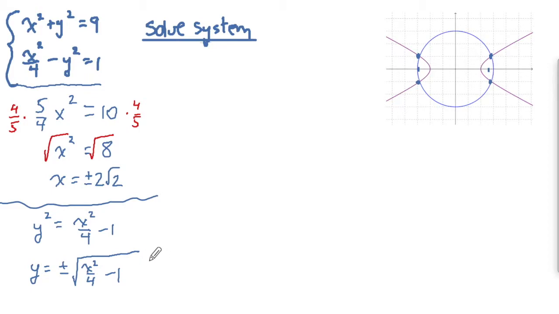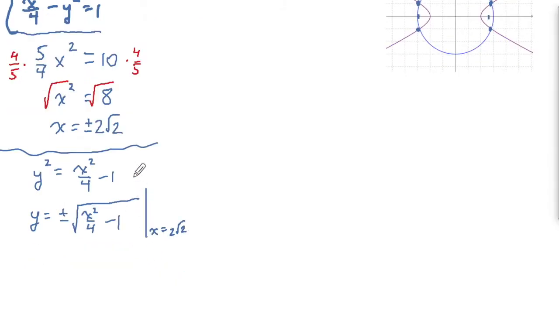So the first one we're going to substitute in, and I'm going to use some fancy notation. We're going to let x equal positive 2 square roots of 2. So this basically just means evaluate when x is equal to 2 square roots of 2. So we're going to get y is equal to plus or minus the square root of, and when we square 2 square roots of 2, it's the same thing as squaring the square root of 8, which just makes this x squared 8. So we're going to get 8 over 4, which is 2, minus 1, and we get a y value of plus or minus 1.